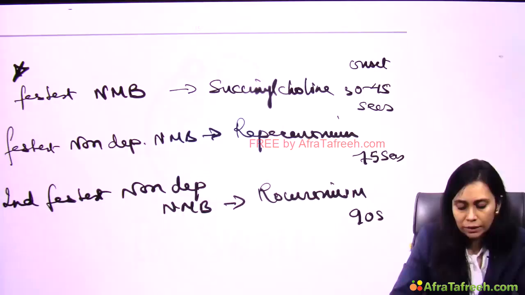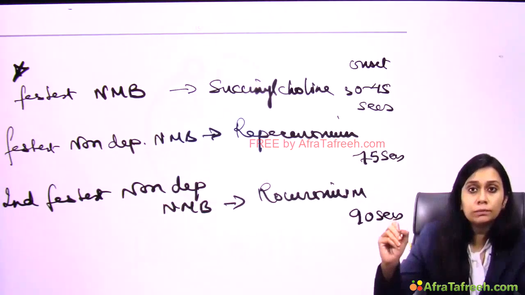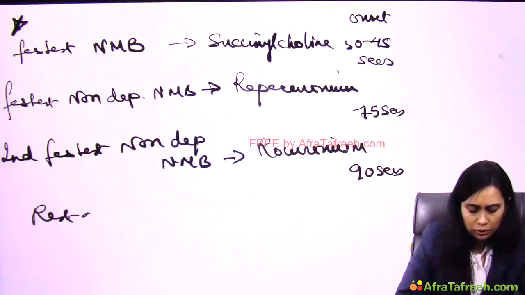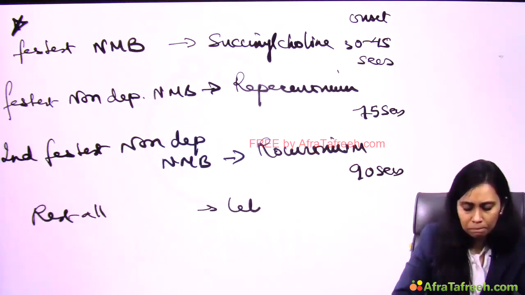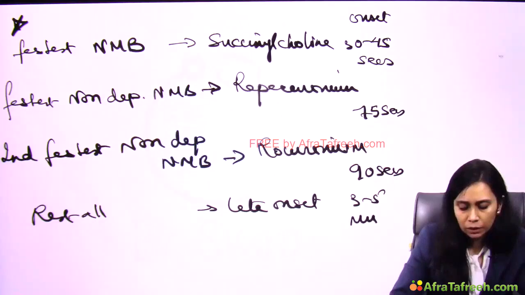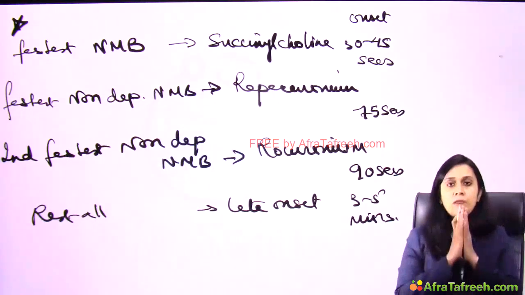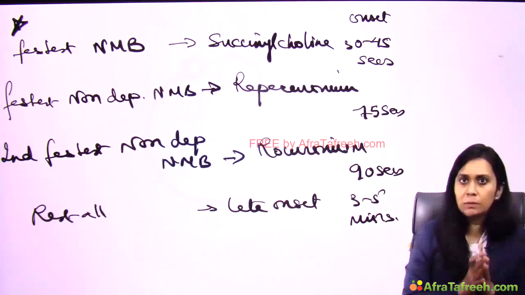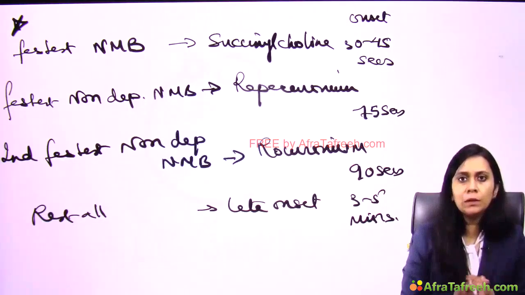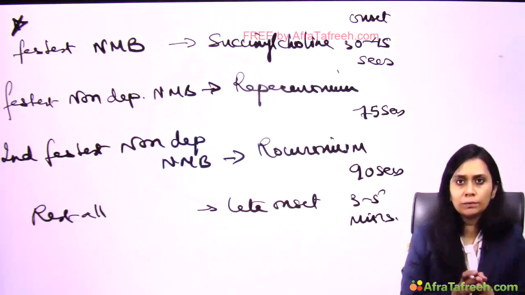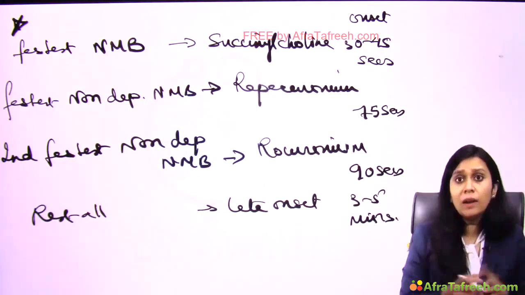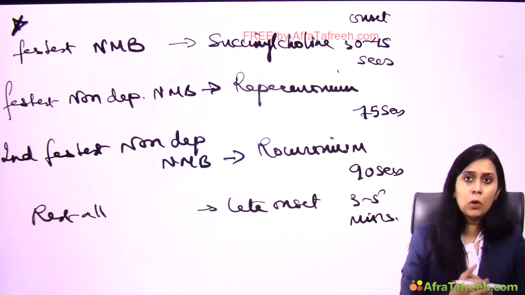Onset 90 seconds. Apart from this, rest all have late onset, 3 to 5 minutes. So succinylcholine is fastest overall. Among non-depolarizing, rapacuronium is fastest, but it is not available clinically. Second fastest is rocuronium, which is clinically available. So the fastest clinically available non-depolarizing is rocuronium.